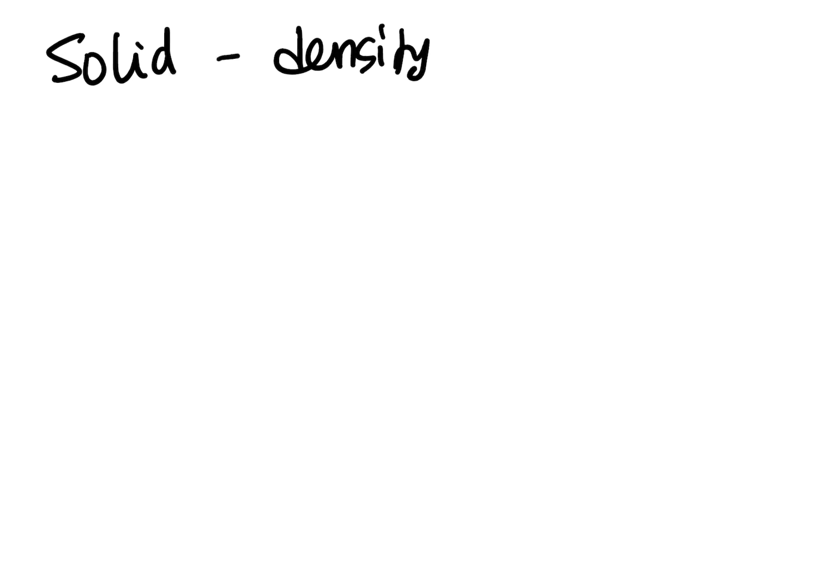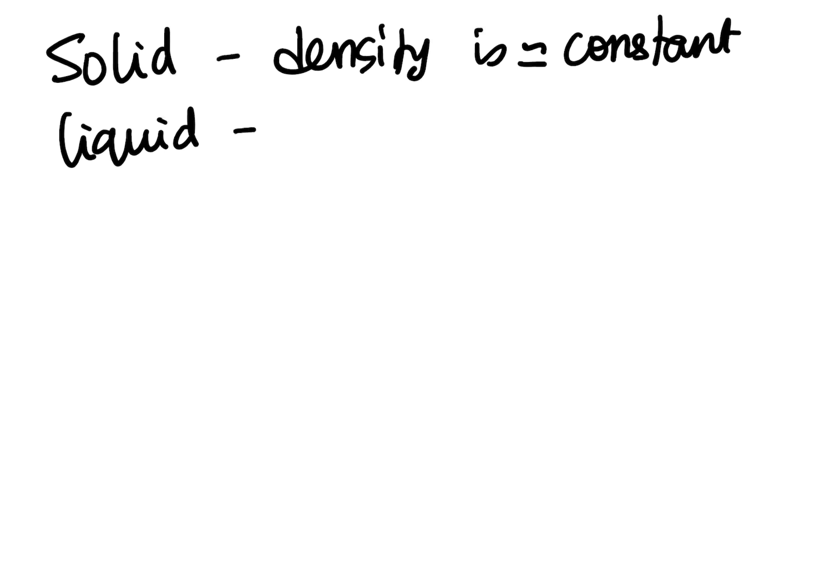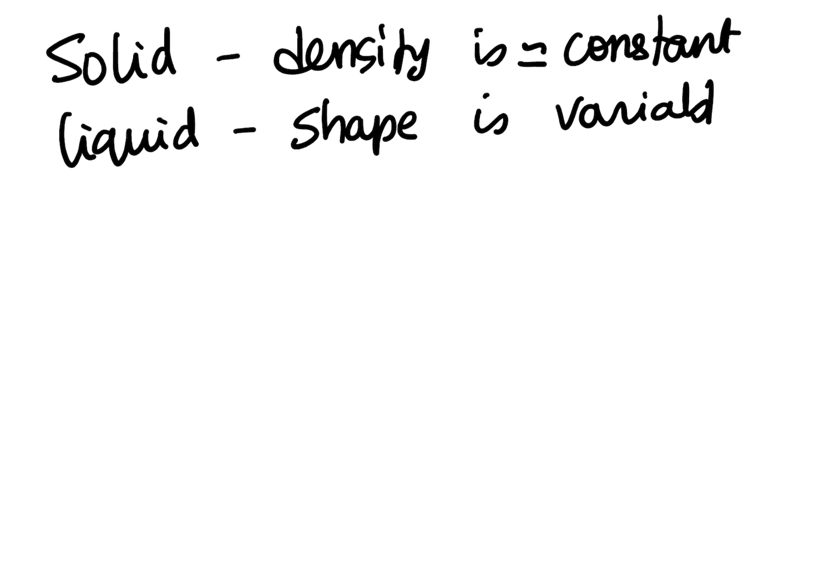So as a result, if you have a solid, its density is more or less constant, or in other words, to change the density of a solid, you have to apply enormous stresses. A liquid, on the other hand, is something whose shape is variable. It usually takes the shape of the container.